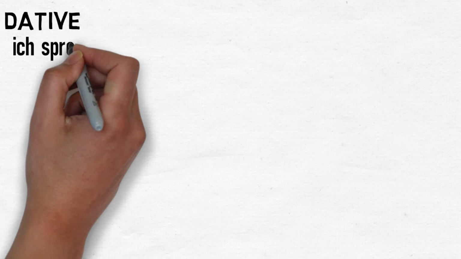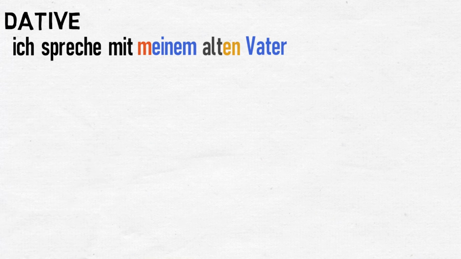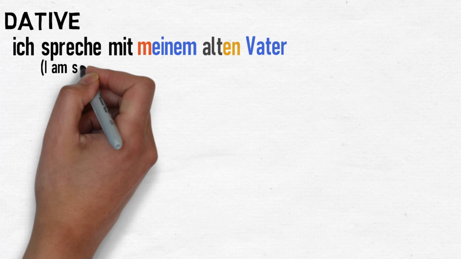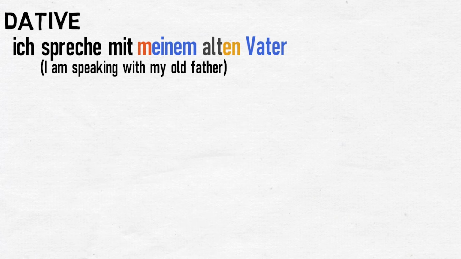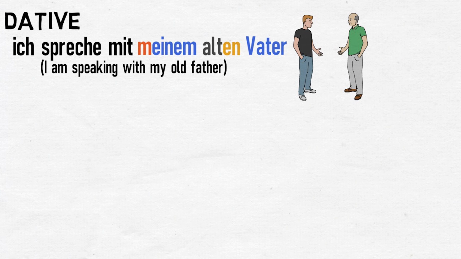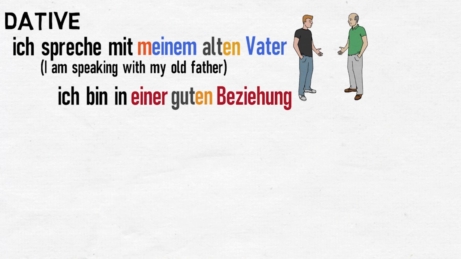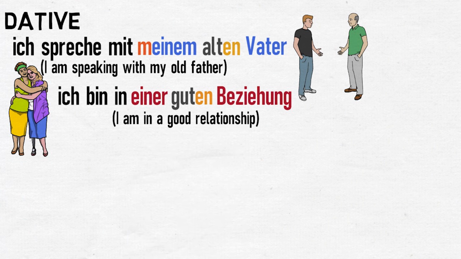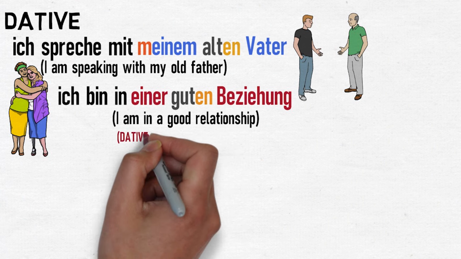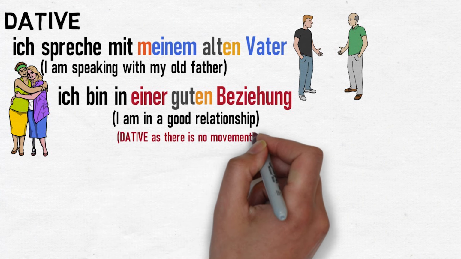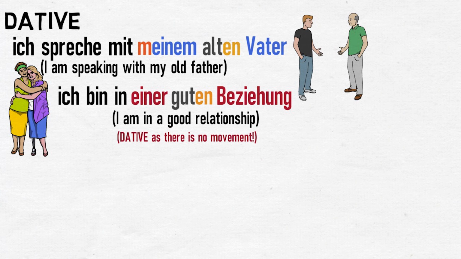Some dative examples. Ich spreche mit meinem alten Vater. I am speaking with my old father. Ich bin in einer guten Beziehung. I am in a good relationship. There's dative, as there's no movement into a relationship, you are already there.